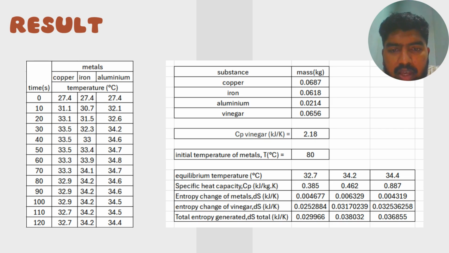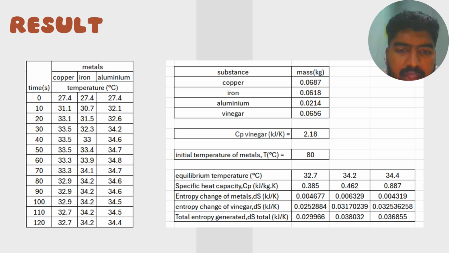So as you can see, all three metals achieve a different equilibrium temperature, which for copper is 32.7 degrees, for iron is 34.2 degrees, and for aluminium is 34.4 degrees. Their corresponding mass has been shown, and the CP of vinegar, the CP of copper, the CP of iron, and the CP of aluminium have already been stated.